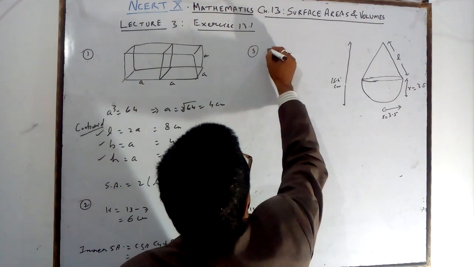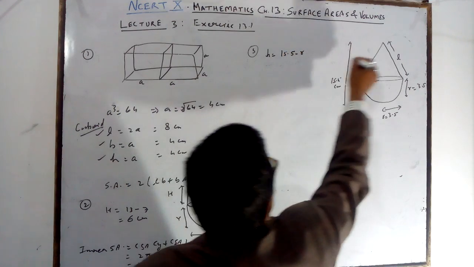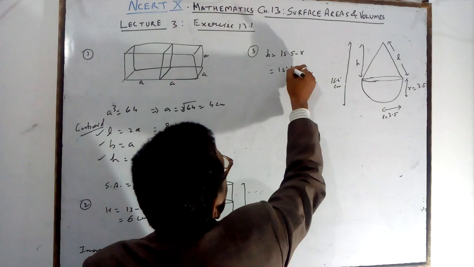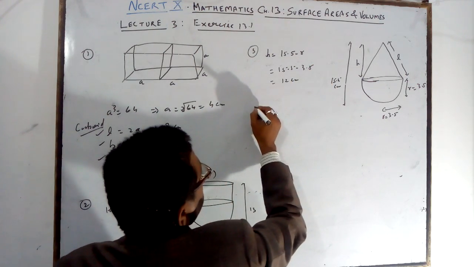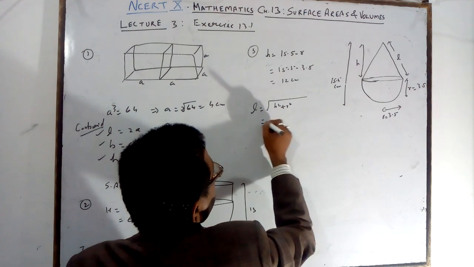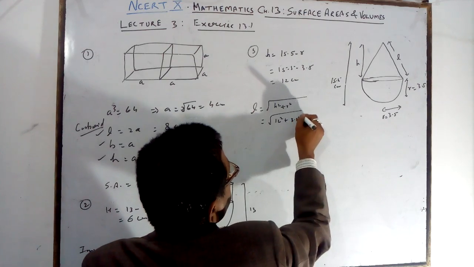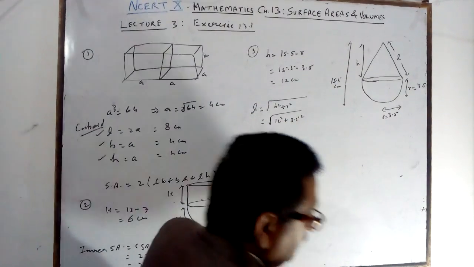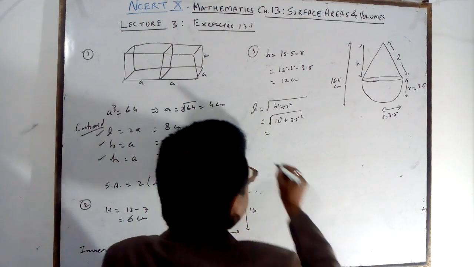So the height of the cone is 15.5 minus r. This will be the h. 15.5 minus 3.5, that is 12 centimeter. So slant height is equal to the square root of h square plus r square. Put the value: 12 square plus 3.5 square. You will get the slant height. Then the surface area of the toy.